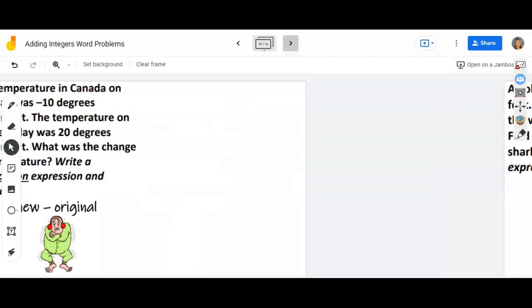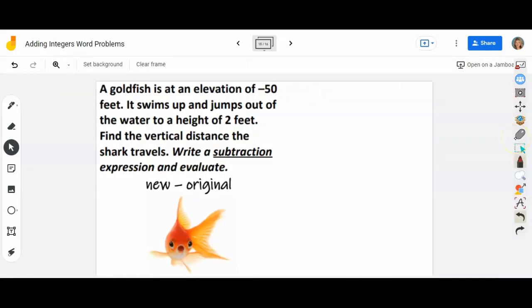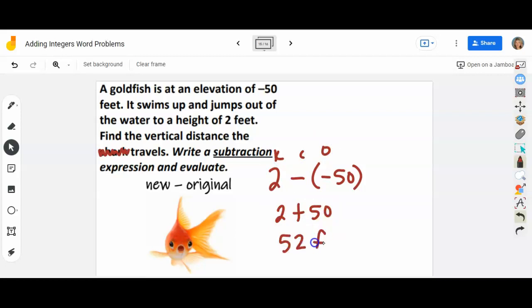And the last one. A goldfish is at an elevation of negative 50 feet. It swims up and jumps out of the water to a height of 2 feet. Find the vertical distance the goldfish travels. So we're taking the new height minus where the goldfish started. Use additive inverse to do keep, change, opposite. And we will find that there was a 52-foot difference.